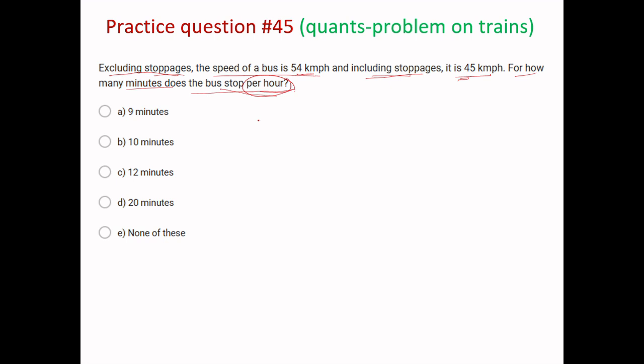Now this speed is, if we consider excluding stoppages, then speed is 54 kilometer per hour. Okay, and including stops, speed is 45 and unit is kilometer per hour. Now here basically we have to find out the minutes that the bus is stopping per hour.